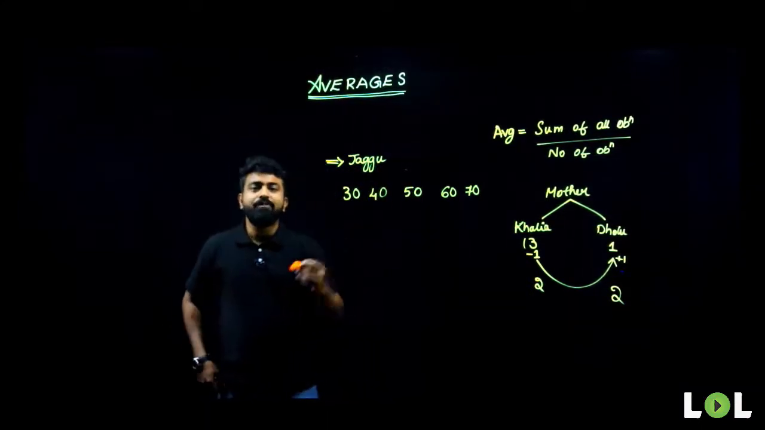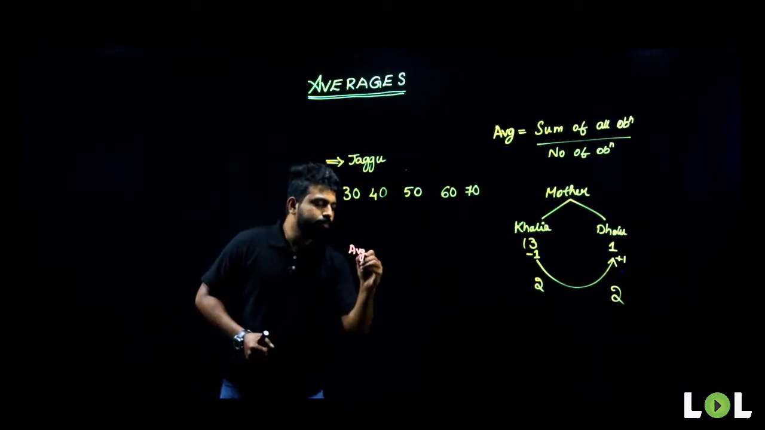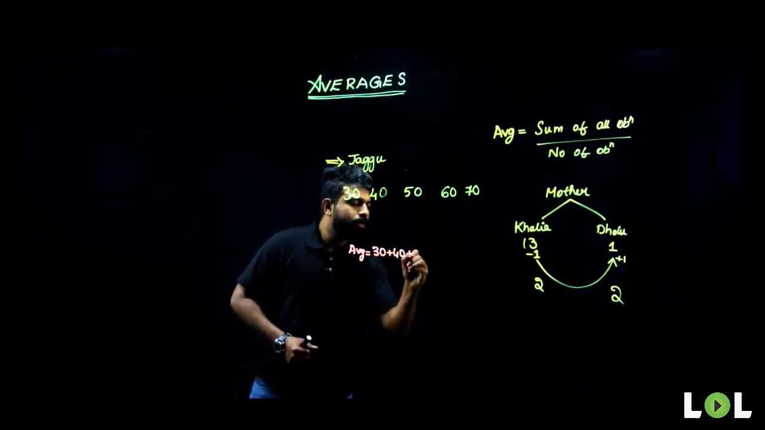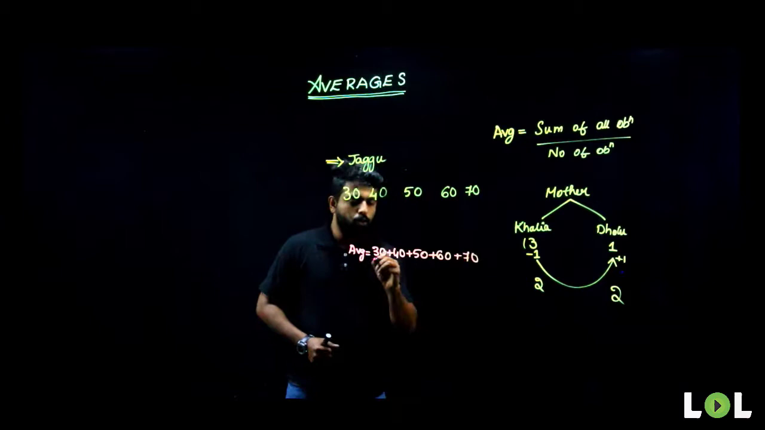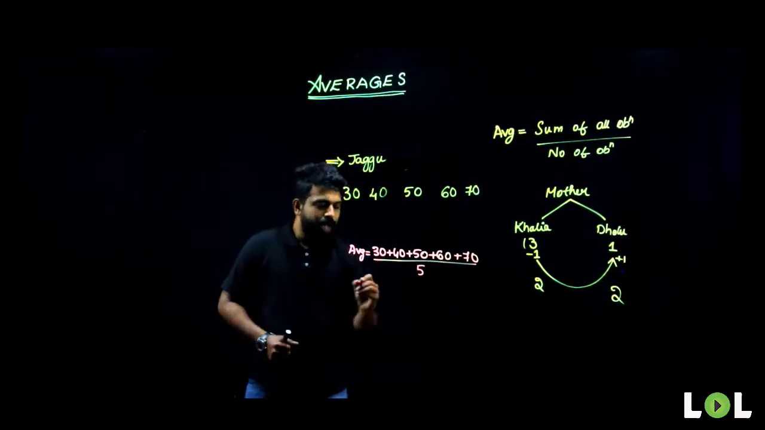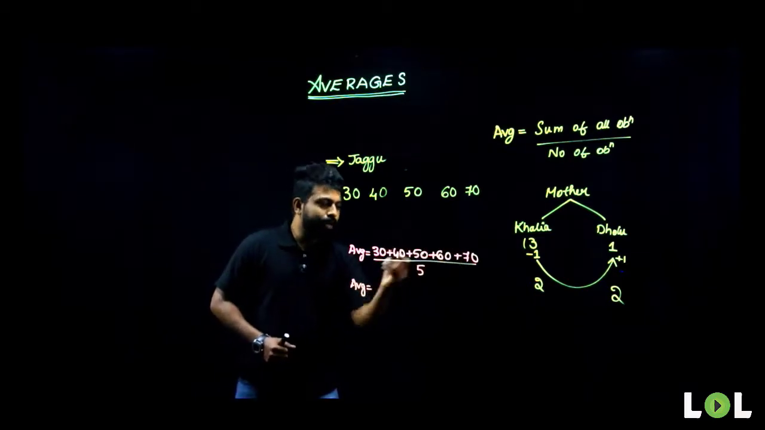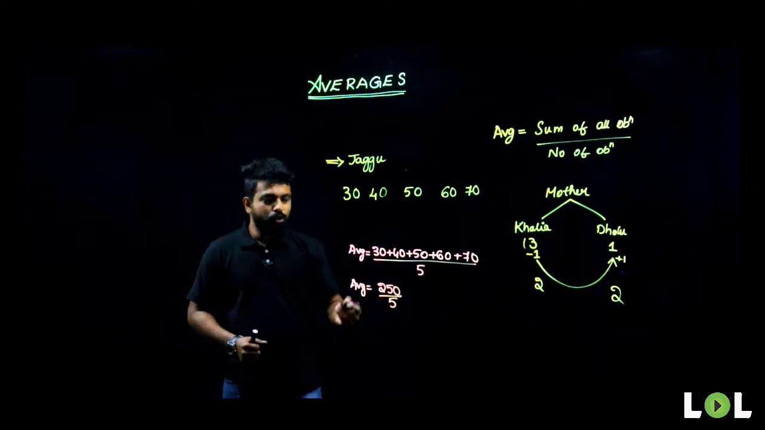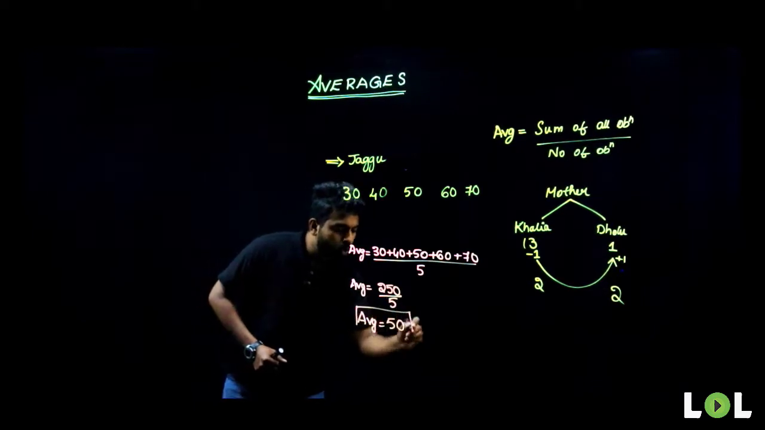Now, if I ask you what is the average score that he has scored, what will we do? We'll use the formula first. What is it? Average is equals to sum of all observations, that is 30 plus 40 plus 50 plus 60 plus 70, all divided by number of observations, that is he has 5 different subjects, so it is 5. So what do we get? Average will be equal to 70 plus 30, 100, 60 plus 40, 100. So totally 200 and 150. So it will be 250 divided by 5. So what will be the value of my average? My average will be 50 marks.